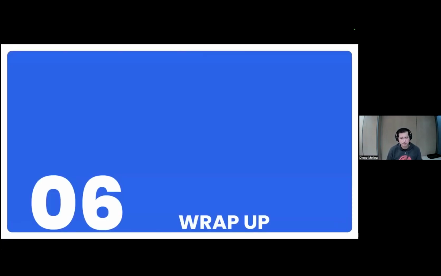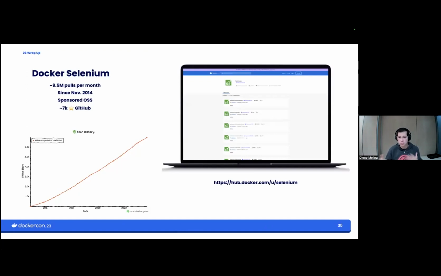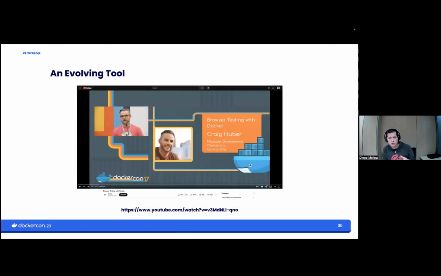So to start wrapping up, this tool has around 9.5 to 10 million pulls per month since November 2014. We're happy to be sponsored by GitHub, using their tools for free. It has a decent amount of stars, 7,000, which shows that we have a solid and good user base. This is an evolving tool. The first time this tool was shown at the Docker conference was back in 2017, and the first time it was shown at the Selenium conference was in 2015. When it was first shown, it didn't have even half of the features that we have now.